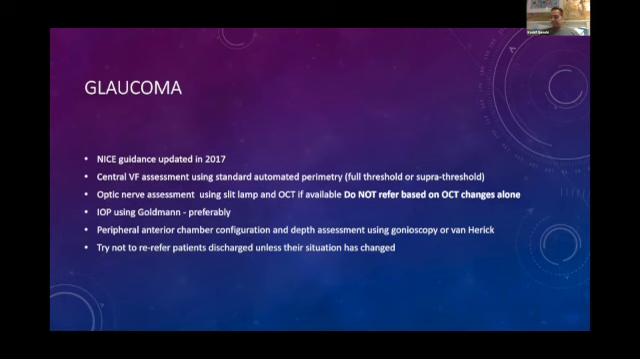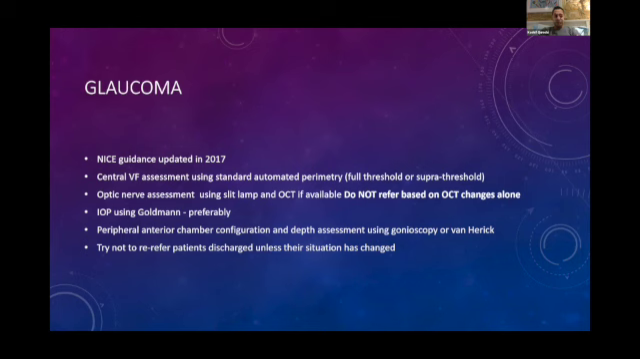Glaucoma. So moving into glaucoma, blimey, I really better motor on a bit. So NICE guidance was updated in 2017. Patients need to have central visual field assessment with standard automated perimetry, optic nerve assessment using a slit lamp and OCT if available. But as I've highlighted, do not refer patients based on an OCT alone. The referral will get rejected because an OCT is a very poor indicator of whether there is a pathology there, because it depends on how you measure it. It depends where the measurements were taken from or the machine that you're using.